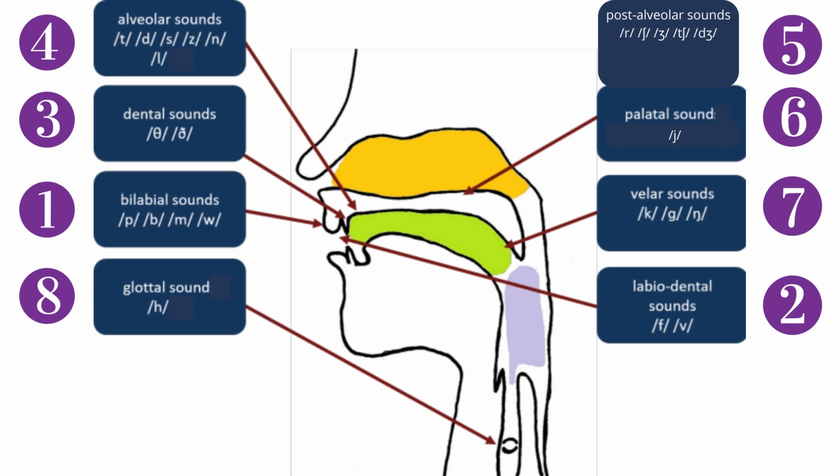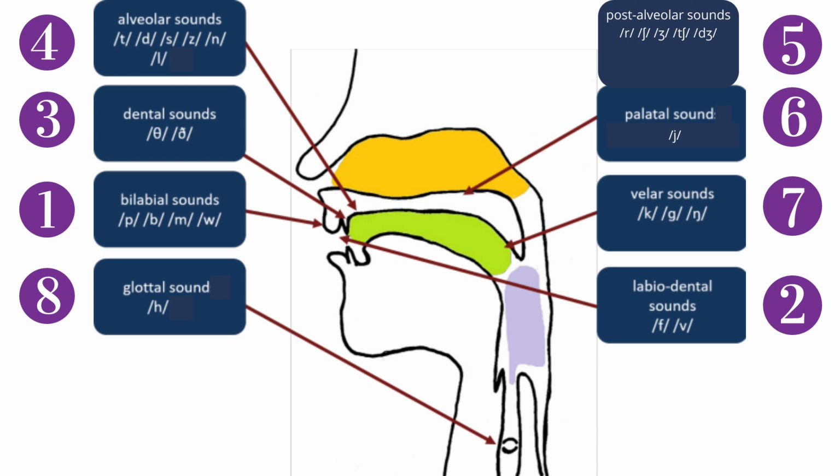Next, we have the palatal sound. For palatal, the tongue moves toward the roof of the mouth or your palate. Again, your tongue comes in contact with your palate or the roof of the mouth. So in the English language, we have one palatal sound, and that is y.